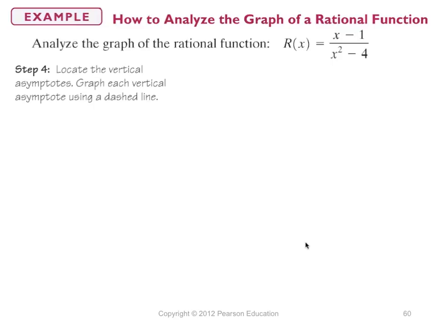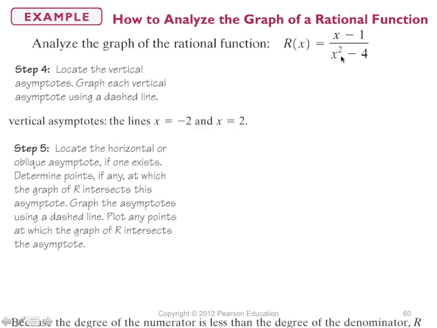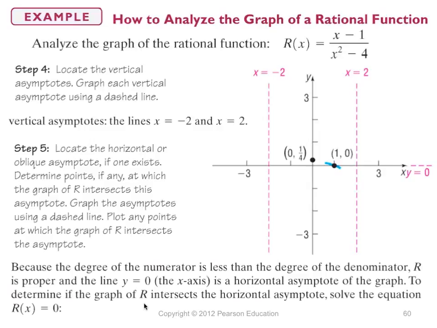We also want to locate the vertical asymptotes. So what we do is we set our denominator equal to 0 and we solve. We get x equals -2 or x equals 2. And then we want to locate any horizontal or oblique asymptotes. If we look at our degrees, we have a degree of 1 in the numerator and a degree of 2 in the denominator. So this one's proper, and the line y equals 0 is going to be the horizontal asymptote. If we want to determine if the graph intersects the horizontal asymptote, we would have to solve r of x equals 0.